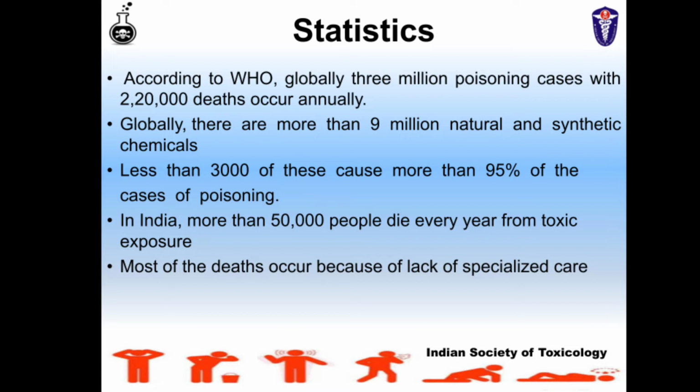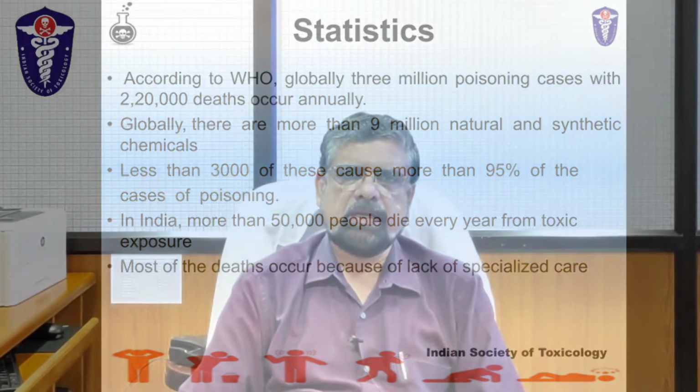With regard to the number of chemicals that can cause serious poisoning, more than 9 million. This is an open-ended list. I don't think you can ever close it. Each year, each month, each day, new chemicals may be added. But it's also important to remember that not all of them are encountered in toxicological practice. In fact, only a few thousand, less than 3,000, cause more than 95% of poisoning cases.